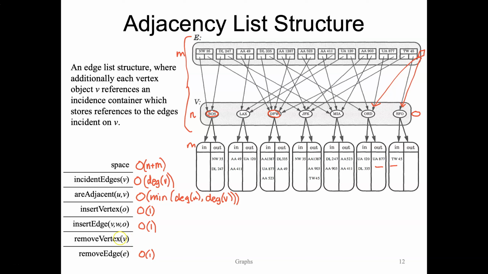We also have to get rid of all edges associated with that vertex. And since we're keeping a list of all edges associated with it, then if we want to get rid of this vertex, we're just going to have to go through each of the edges incident to it and then remove those edges as well. So we can do this in degree of V time. This is how many edges are incident on that vertex.